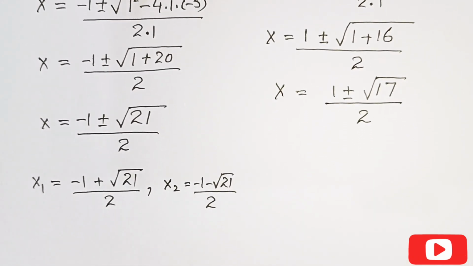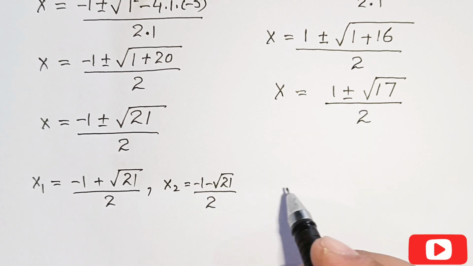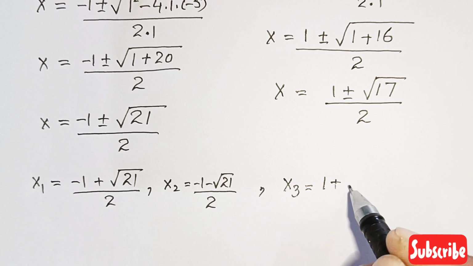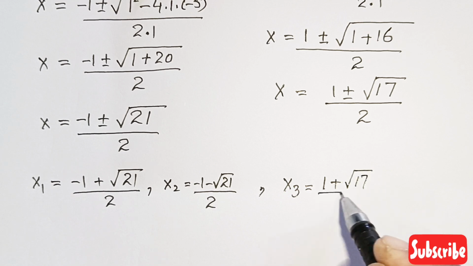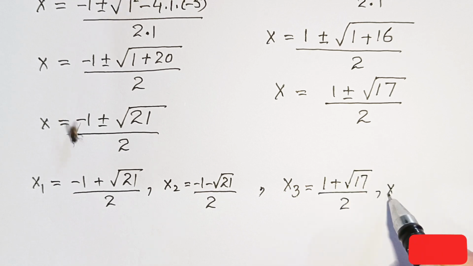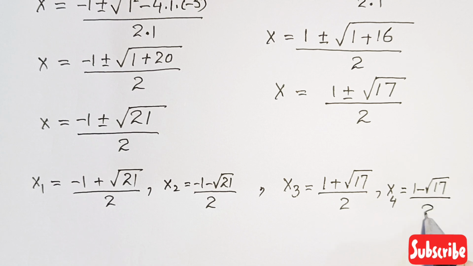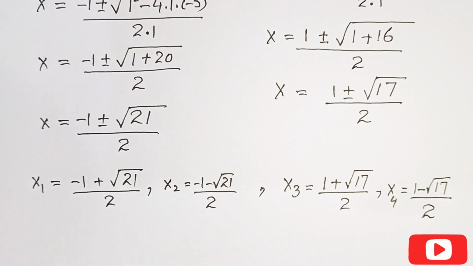Now we have two values of x. So let's say x3 is equal to 1 plus square root of 17 over 2, and x4 is equal to 1 minus square root of 17 over 2. Here we have four possible solutions of x, but we have to check our domain. Then we are going to verify.